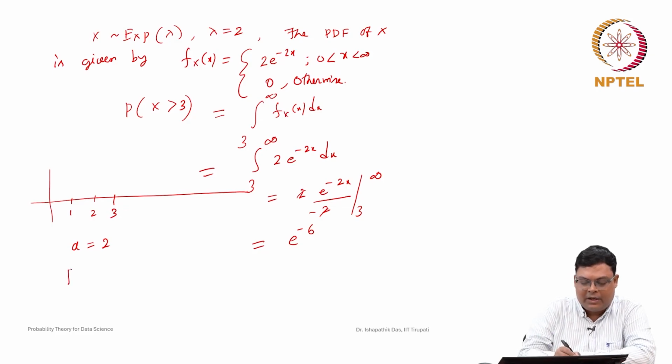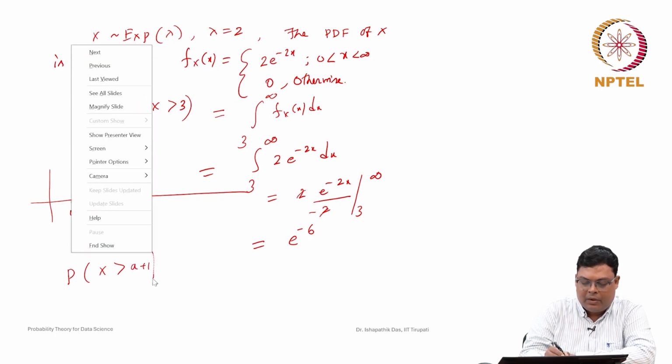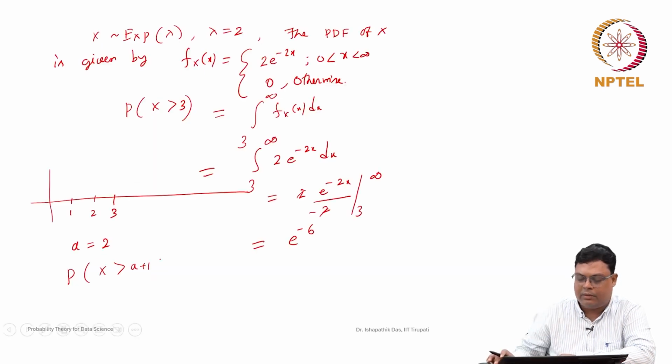So this probability is asked as x greater than a plus 1, given that x is already greater than a, where a is 2. By the memoryless property we know that this is the same as the probability that... because it has a memoryless property, consider a equal to 2, x equal to 1. This is nothing but the probability x greater than a plus x given x greater than a, which is the same as the probability x greater than x. So it does not depend upon a here.